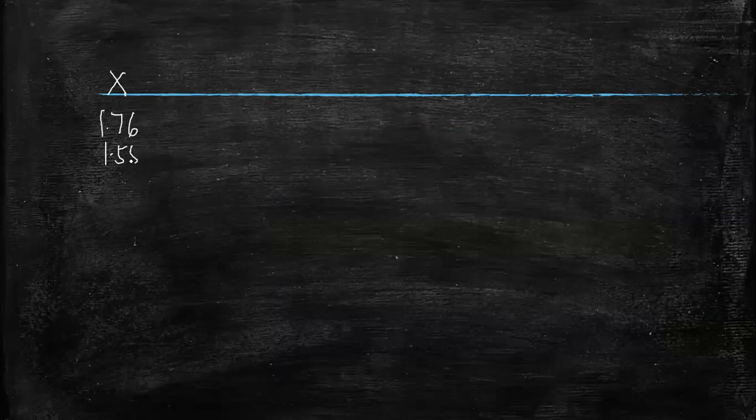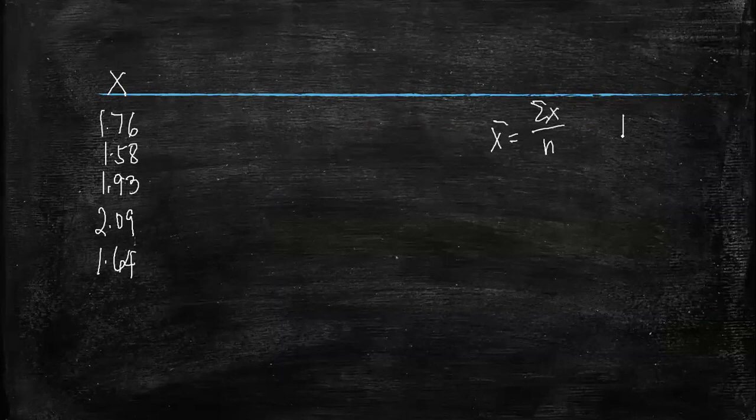So first, create a table. Okay, so we have 1.76, 1.58, 1.93, 2.09, and 1.64. Formula natin ay x bar is equal to the summation of x over small letter n. Alam naman natin yung n ay 5, sinabi kasi kanina. Okay, what's the sum?